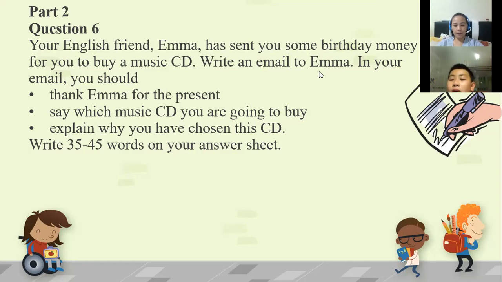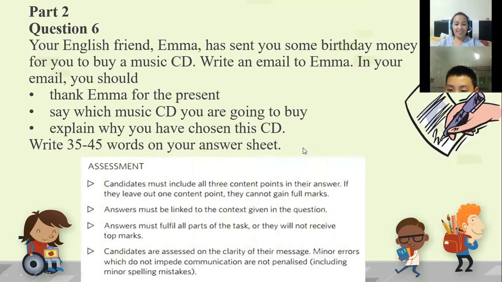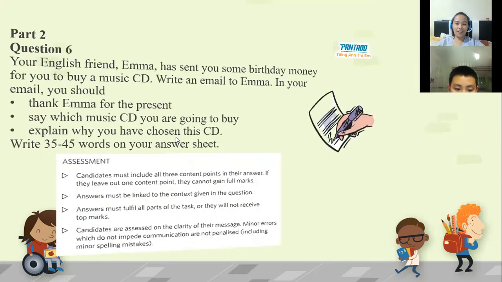Hi, Emma. How are you? I hope you're great. Thank you, Emma, for the money that you sent me on my birthday to buy a music CD. When I went to the shop, I saw that there were a lot of good music CDs, and then I chose the one by Michael Jackson because I love the music that he made and it was great and awesome. Thanks. Long. Okay. Next. Is that okay? Yes, nice. And correct grammar. Good job. Very good.